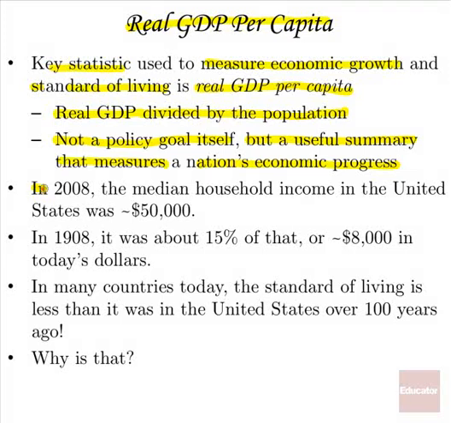Okay. In 2008, the median household income in the United States was roughly $50,000. And again, it's not exactly the same thing, but if you take GDP as income and GDP as expenses, one person's expense is also a person's income. So $50,000, the household income, you can look at that as being very similar to GDP per capita in 2008. In 1908, it was about 15% of that, or roughly $8,000 using today's dollars.